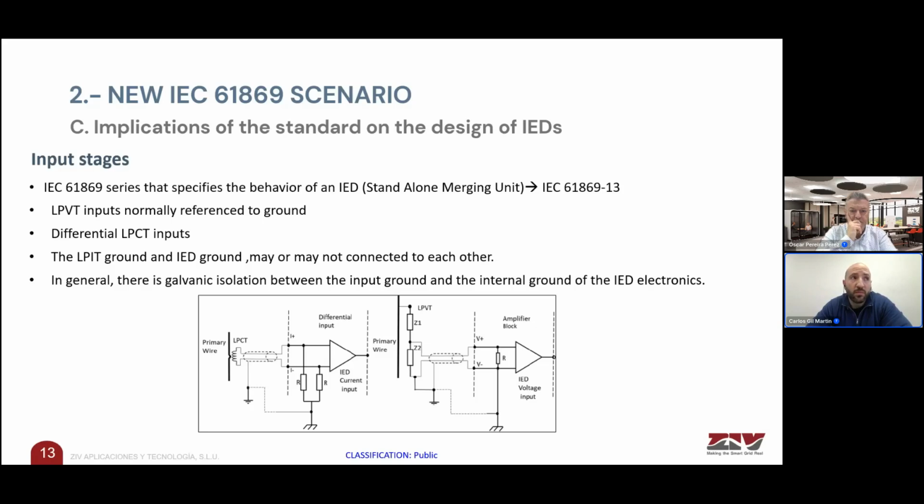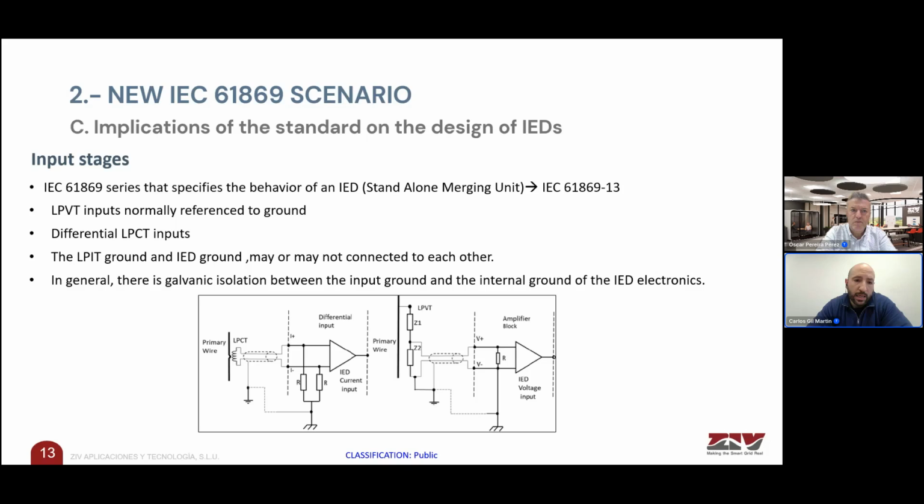Normally, conventional transformers deliver higher values to the protective or measurement devices. This is not the case of the low power instrument transformers, that, as you can see in the previous slide, give a lower value. So we have to adapt the input stages of our electronics to make a correct measurement.